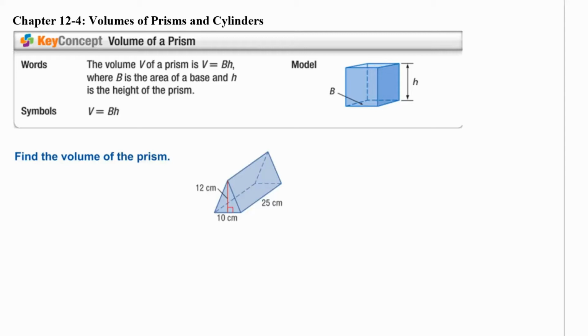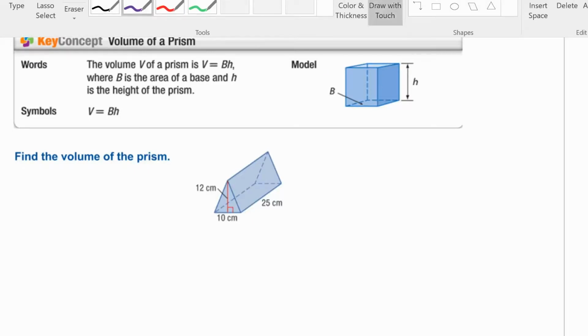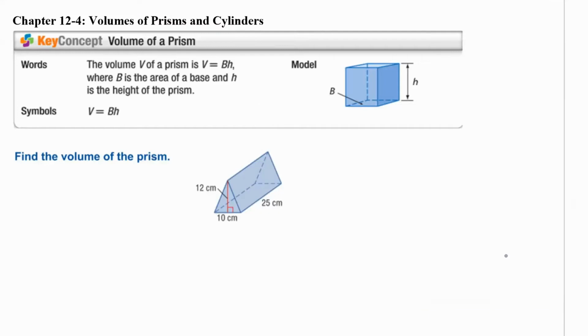Chapter 12.4 Volumes of Prisms and Cylinders. The volume of a prism would be base times height. So it's the area of the base times the height of the prism.